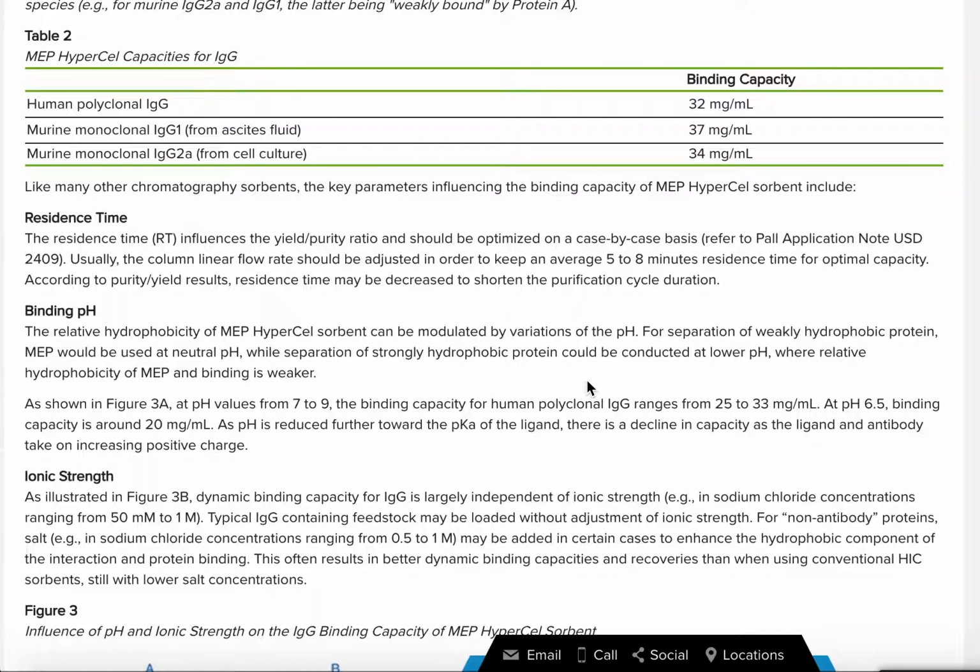For separation of weakly hydrophobic protein, MEP would be used at neutral pH, while separation of a strongly hydrophobic protein could be conducted at lower pH, where the relative hydrophobicity of MEP and binding is weaker.